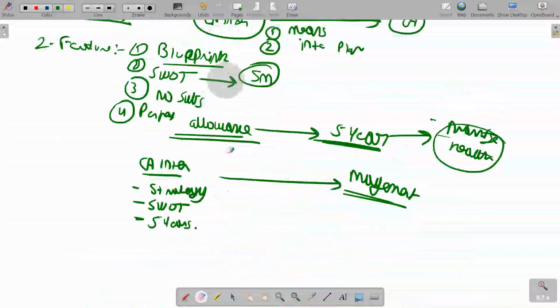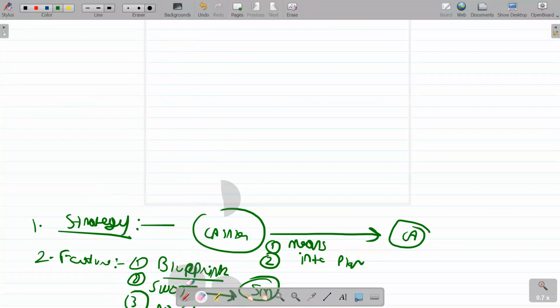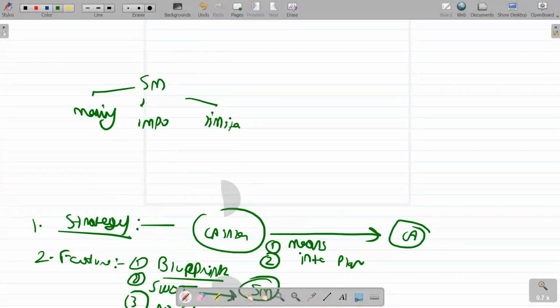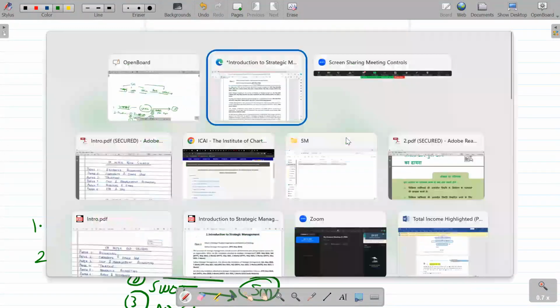What all we have studied? All about strategy. And now we have studied strategic management. First of all, we have seen the meaning of strategic management. Second, we have seen the importance of strategic management, limitations of strategic management, and roles of strategic management, overall objectives of strategic management. These five things we have seen. And now I will show you how important was this part.